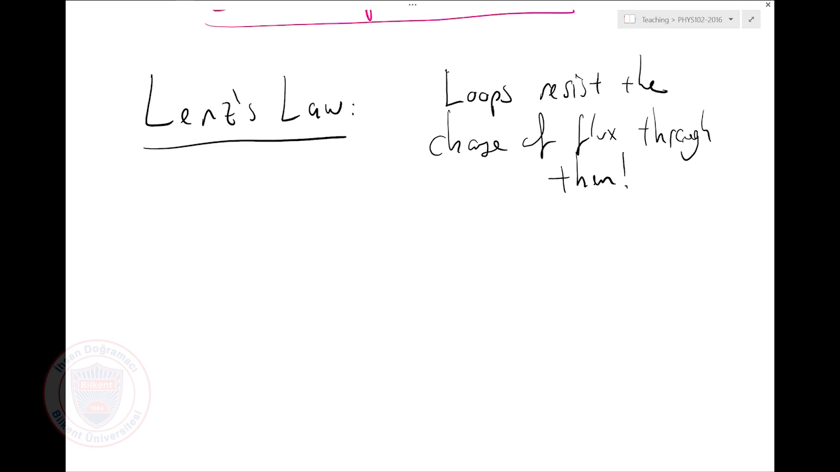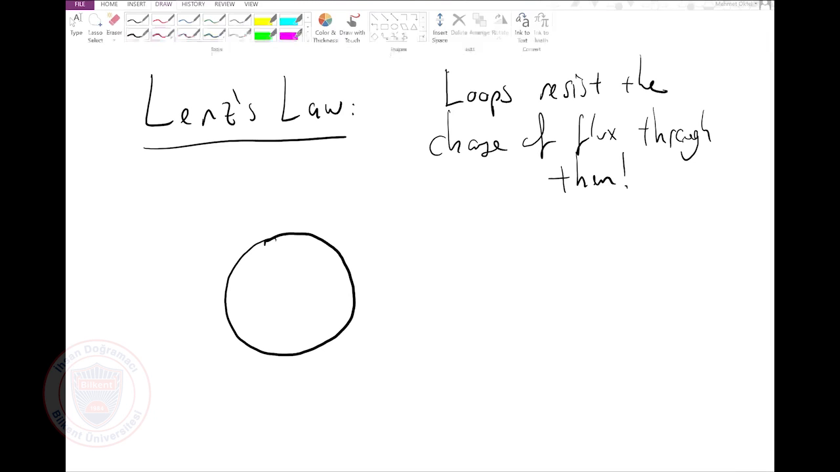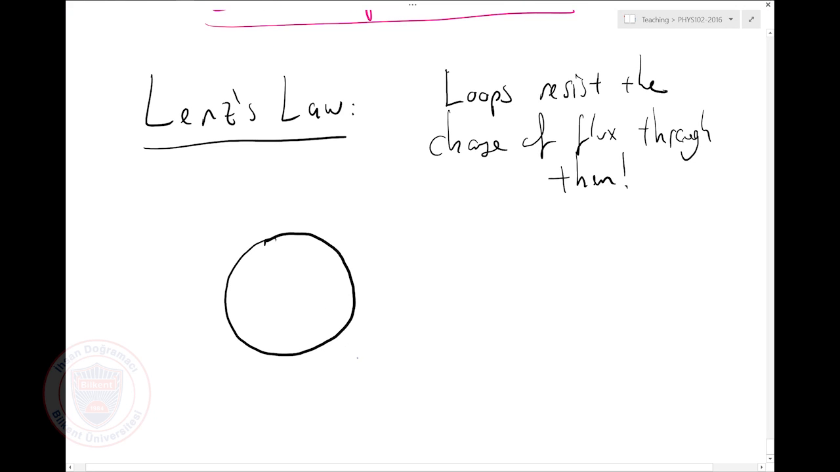So they don't want the flux to change, so they create a current to try to keep their flux constant. Right. For example, let's do this. Let's say I have a loop here, and I'll get my magnet here, north, south. So the magnetic field is going into the loop.